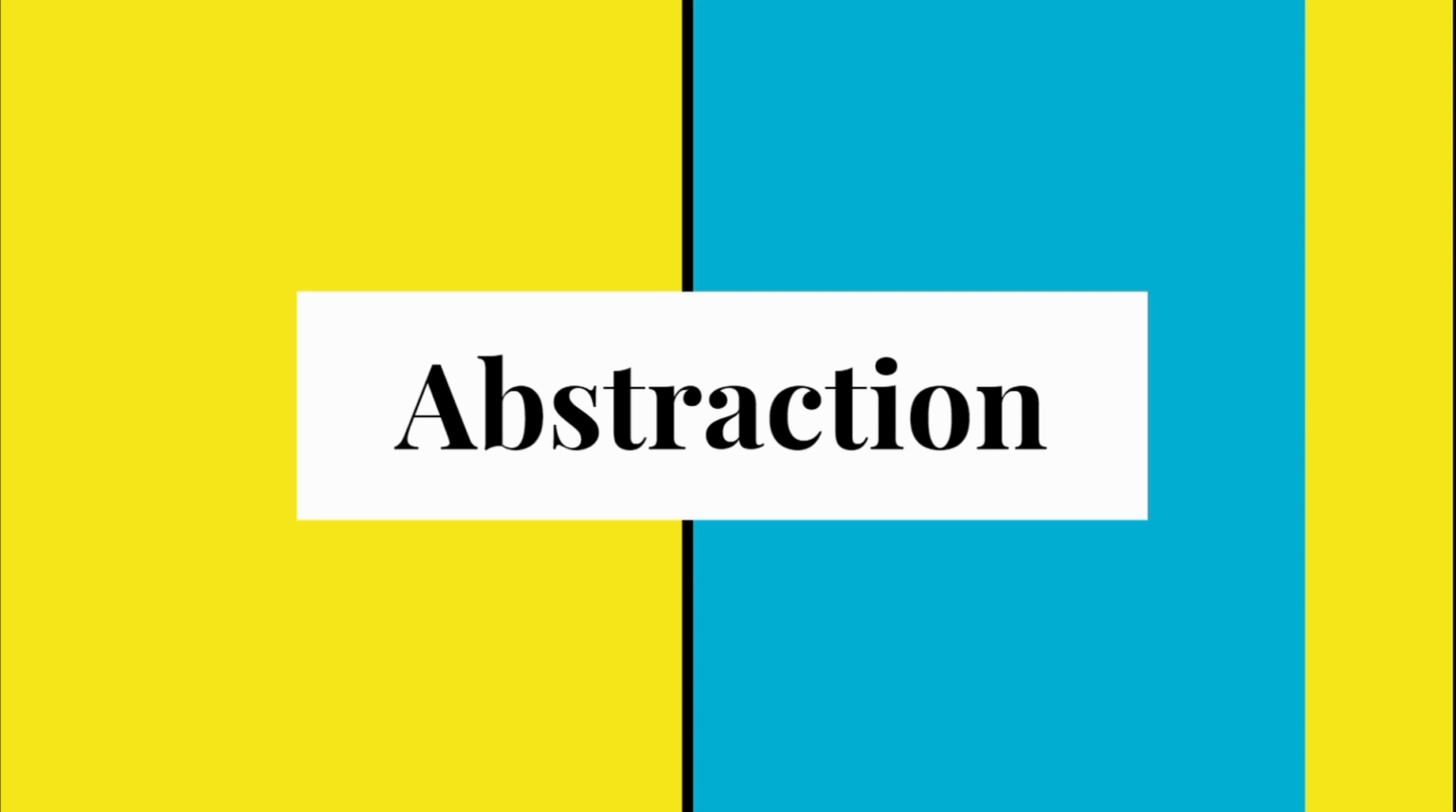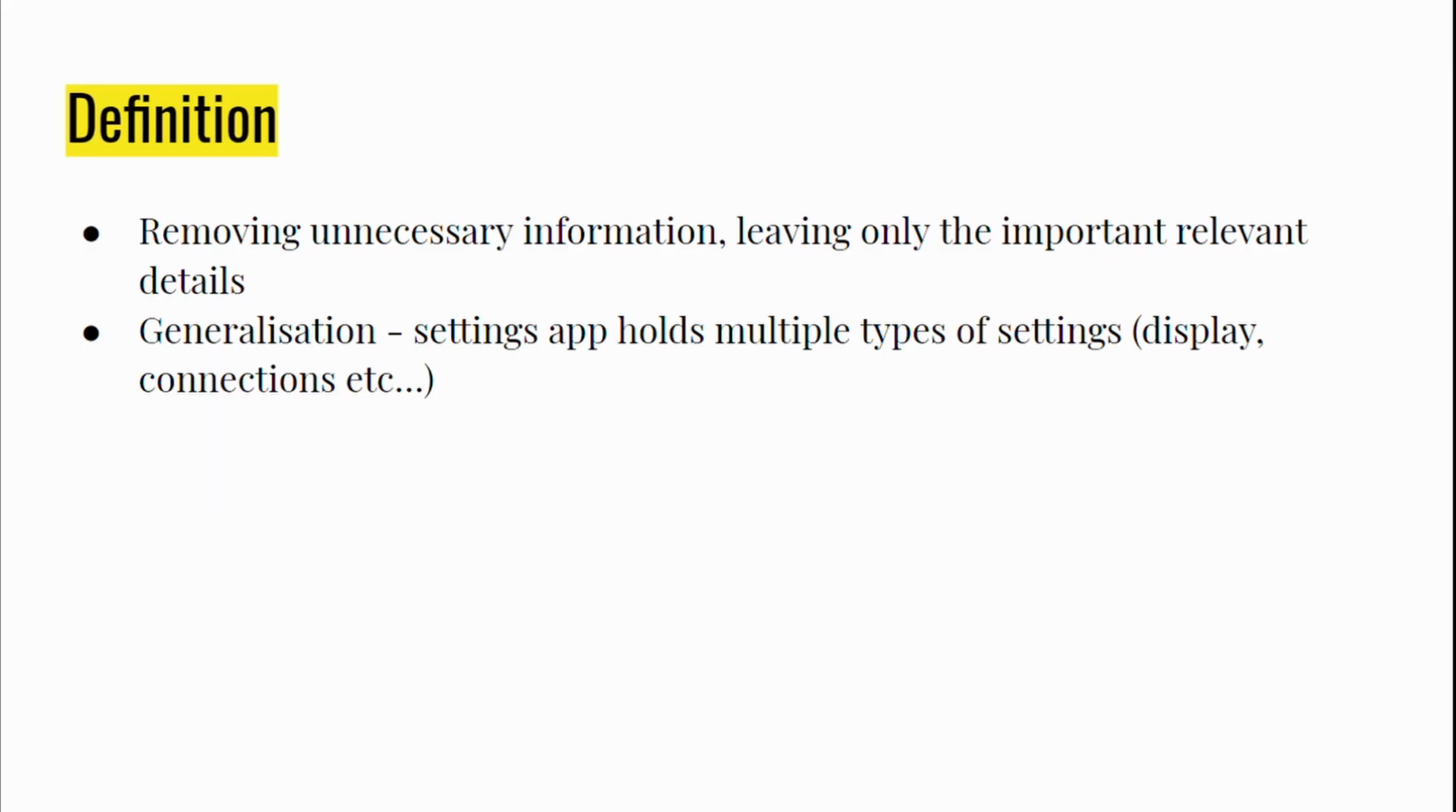Okay, so abstraction. Let's start off with the definition. Abstraction is basically removing unnecessary information and leaving only the important, relevant details at the end. Another way we can look at this is generalization.